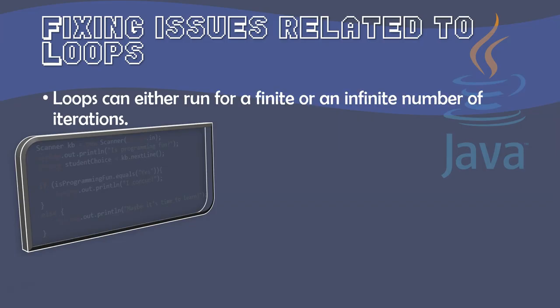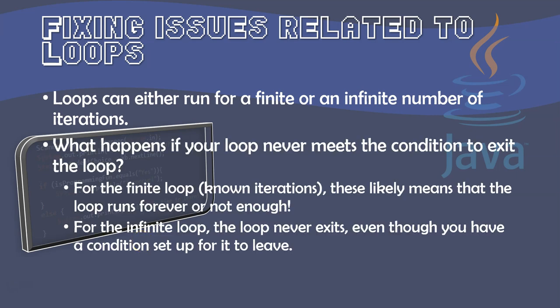Loops typically are going to run for either a finite or an infinite number of iterations, as we have already seen. For example, if we want a loop to run for 10 iterations, that would be finite, or if we want it to run forever, that'd be infinite. Now, what happens if your loop never meets the condition to exit? For a finite loop, with known iterations, this likely means the loop is either running forever, or maybe it's not running enough iterations.